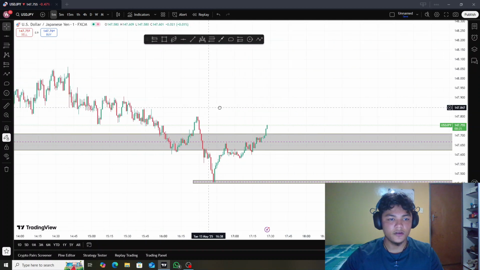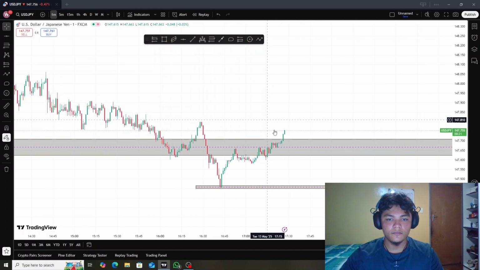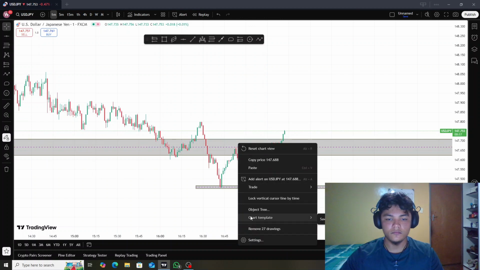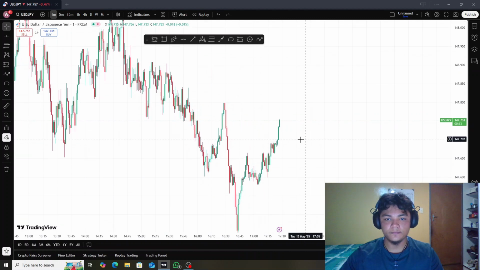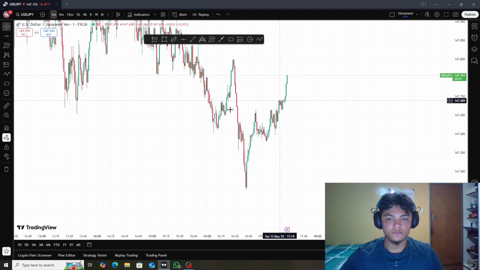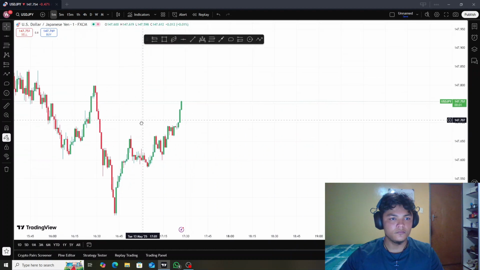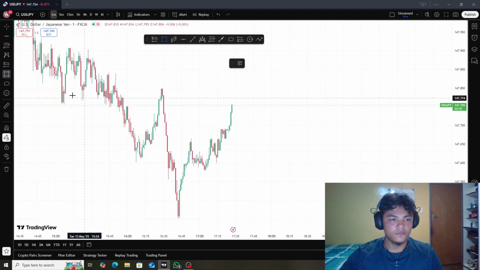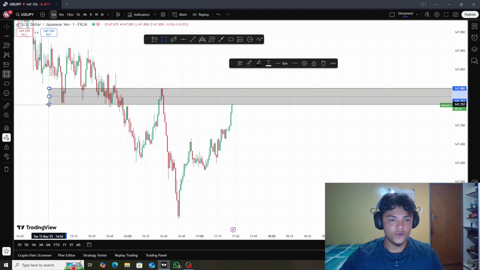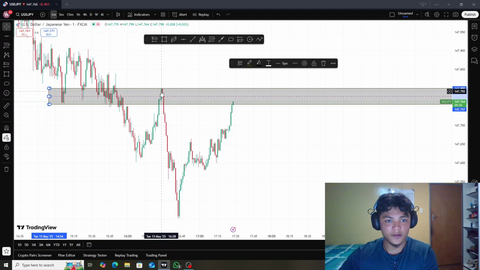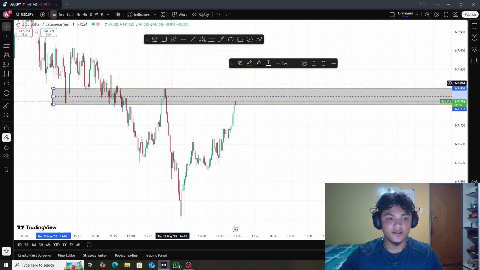Ignore this noise over here. Let's only work with this. Let's remove all the drawings. So this is a support, resistance. This was previously support. It broke through, came up, retested the support, and as soon as it went down, this changed from support to resistance. So now it's at the resistance level again.